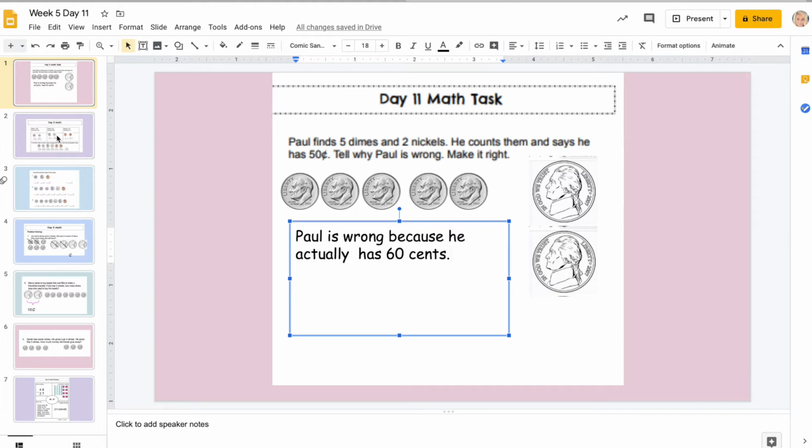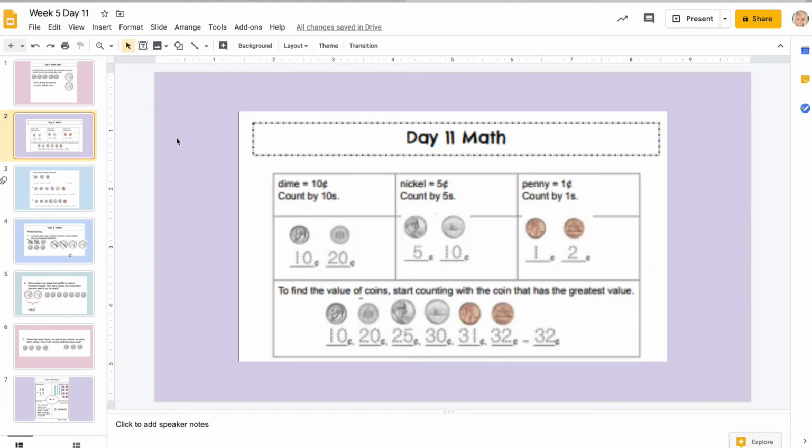All right, now we are going to move on to our second slide here. This is going over the value of each coin. We know a dime equals 10 cents, so when we're counting dimes, we're skip counting by 10s. A nickel is worth 5 cents, so when we're counting nickels, we're skip counting by 5. So with dimes, it's 10, 20. Nickels, it would be 5, 10. And a penny is worth 1 cent, so we count by 1. So it would be 1, 2.